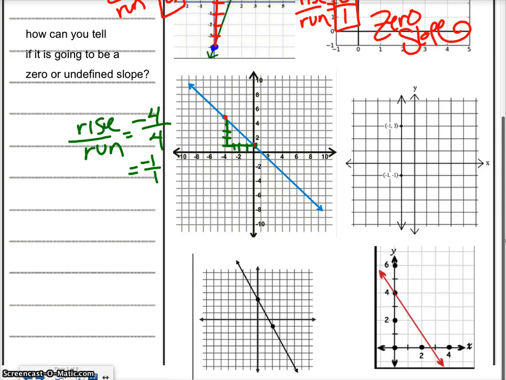Now I'm not 100% confident, so I'm just going to double check. I should be able to go down 1 over 1 and always lie on the graph. Down 1 over 1, down 1 over 1. Okay, so I know that my slope is right. That's how you can check it.